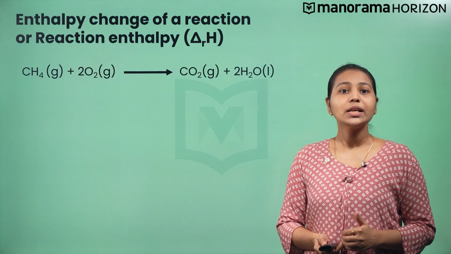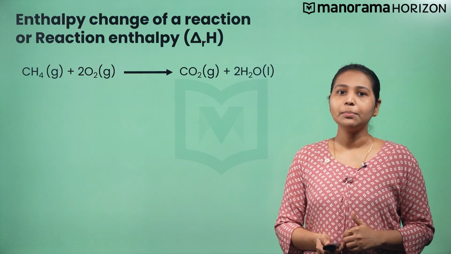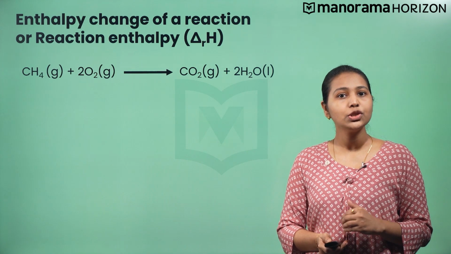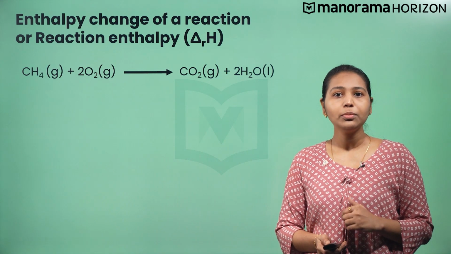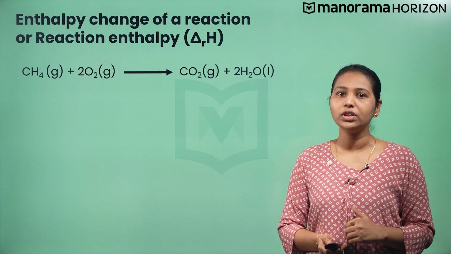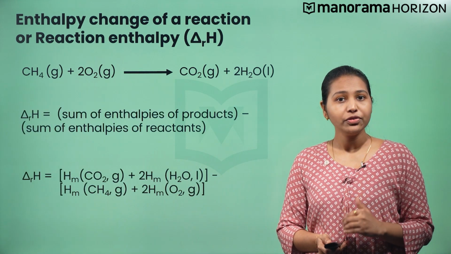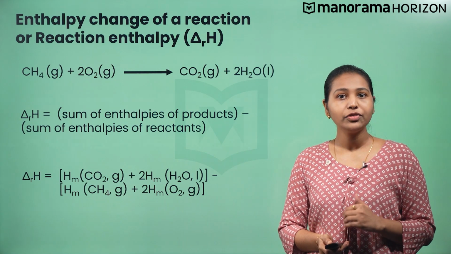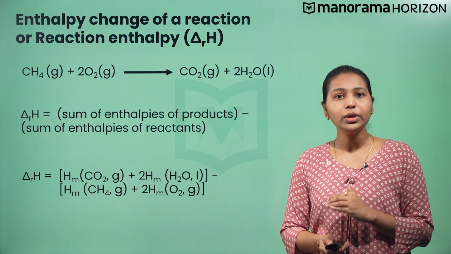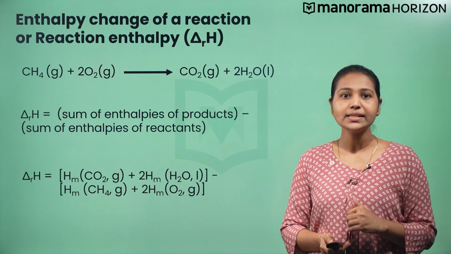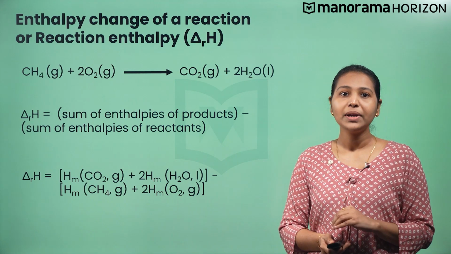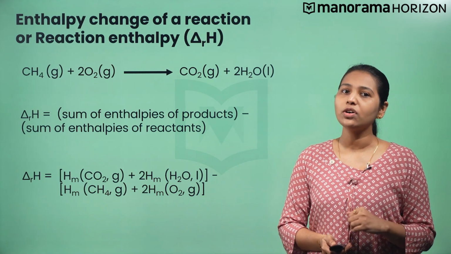We may understand this with an example. Consider the combustion of 1 mole of methane with 2 moles of oxygen to give 1 mole of carbon dioxide and 2 moles of water. The enthalpy change for this reaction can be written as: enthalpy of reaction equals molar enthalpy of carbon dioxide plus 2 into molar enthalpy of water, minus molar enthalpy of methane plus 2 into molar enthalpy of oxygen.